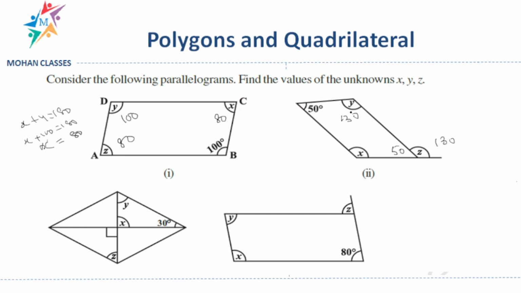Or here it is the transversal of a parallel line. So alternate angles are equal. Angle y is equal to angle z. Alternate angles are equal, or 50 plus y is equal to 180. Therefore, y is equal to 130. So the opposite angle, this also is 130.